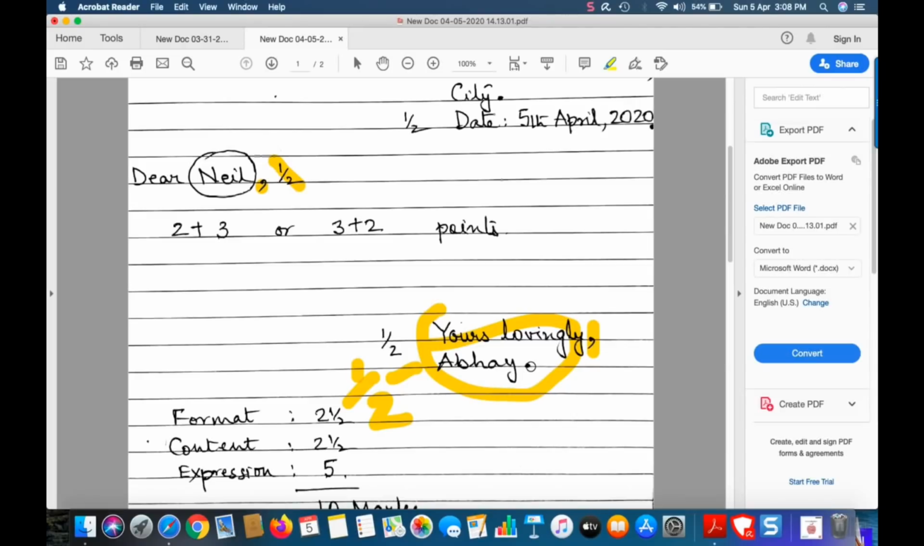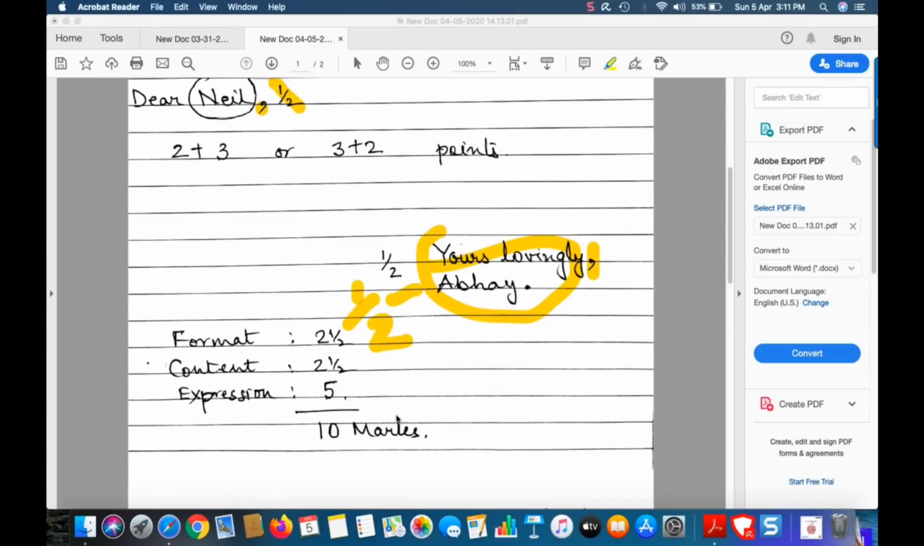So why do we write the first name and not the full name? Because you're writing a friendly letter to your friend, uncle, aunt, mother, father, sister, brother, and they know you very well. Do you call your friend by his name and surname? No, you just call him by his first name. That is the reason yours lovingly, Abhay, will be used.